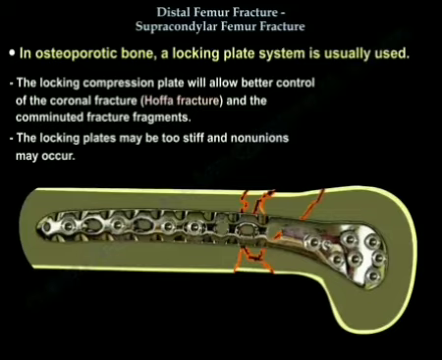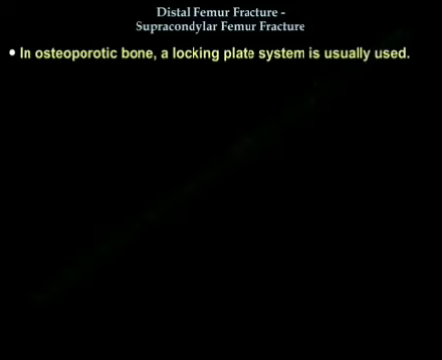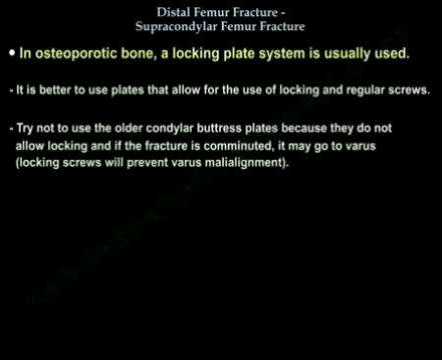The locking plates may be too stiff and non-unions may occur. It is better to use plates that will allow for the use of locking and regular screws. Try not to use the older condylar buttress plates because they don't allow locking, and if the fracture is comminuted, it may go into varus. Locking screws will prevent varus malalignment.